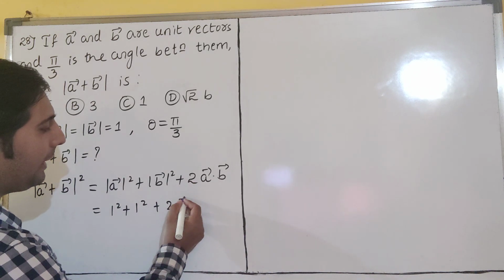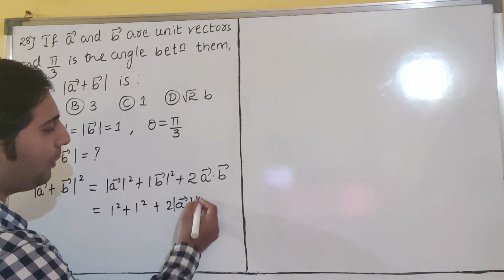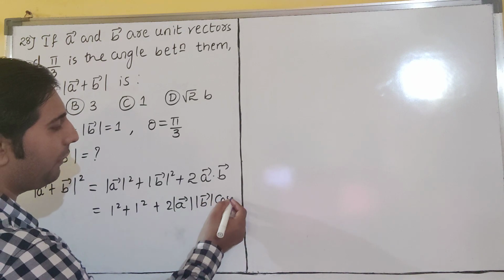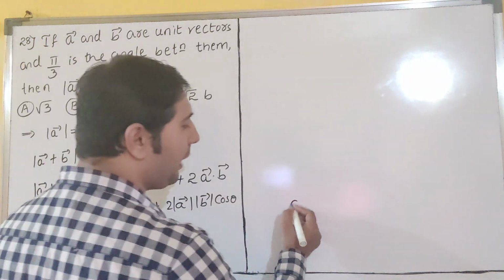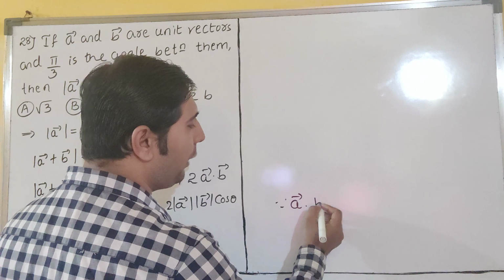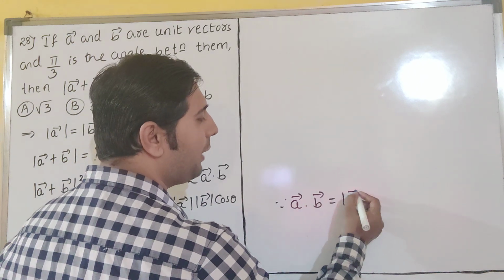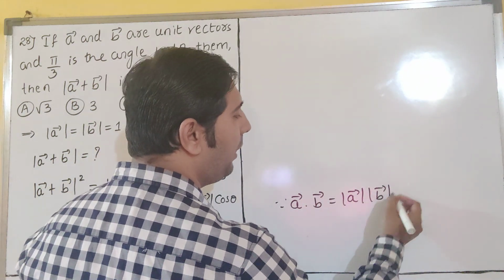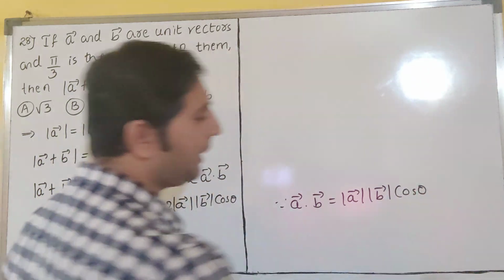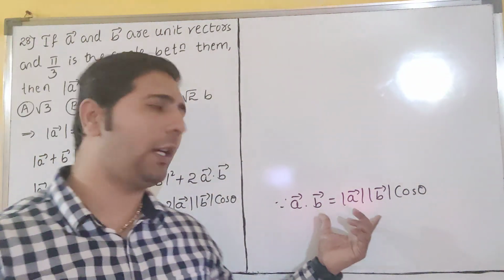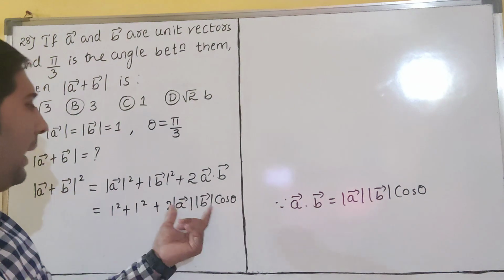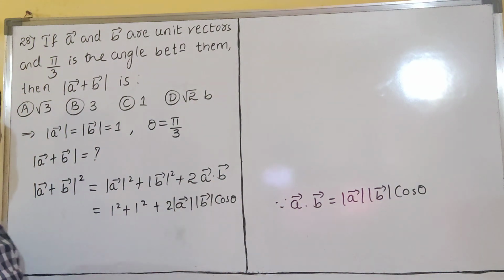A dot B you can write as what? Magnitude A into magnitude B into cos theta. Will you agree or not? You know this formula very well. I will write it once again. A dot B is nothing but magnitude of A into magnitude of B into cos theta, dear students. Will you agree with this formula? That formula only I am substituting here, 2 into that.